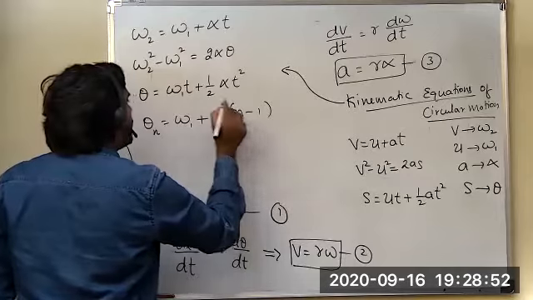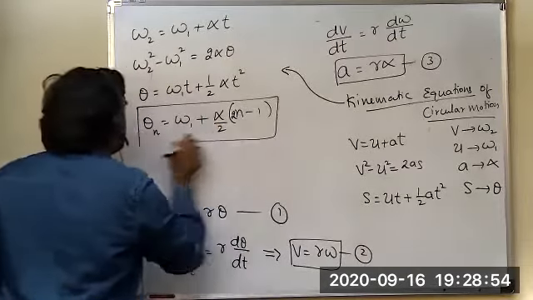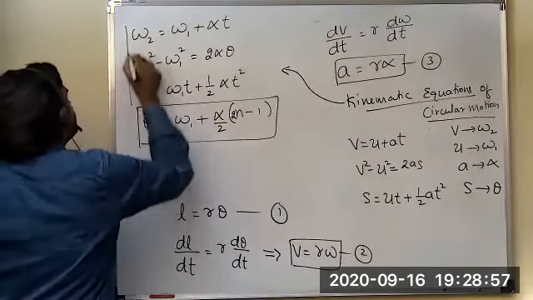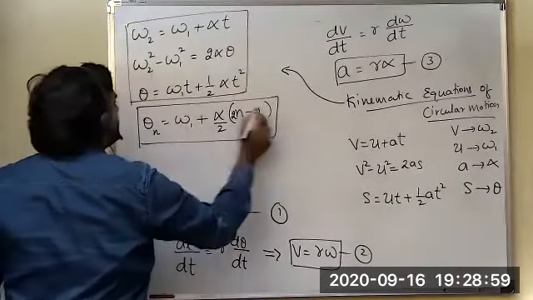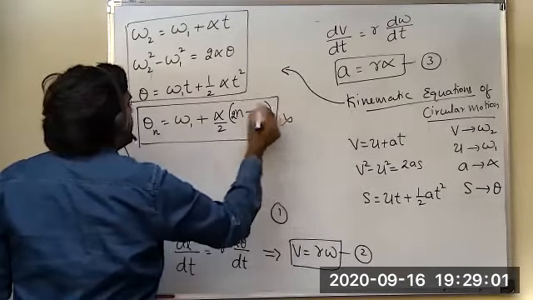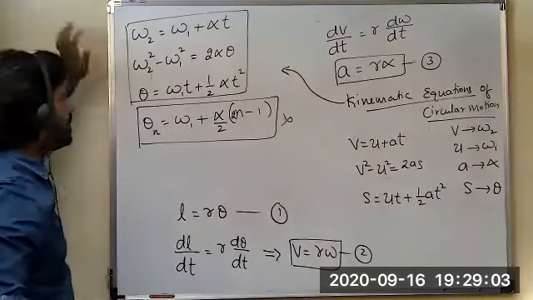Alpha by 2 into 2n minus 1, I guess. This can also be written, but this is rarely used, students. These three are frequently used.